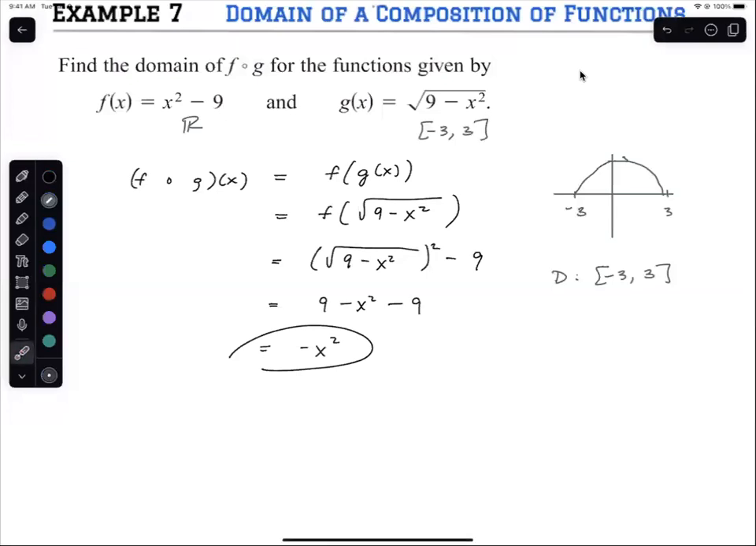We have to take the more strict version of this as the domain of our composition. So the domain of our composition, even though this looks like a quadratic function, is the more strict domain, which is just -3 to 3.